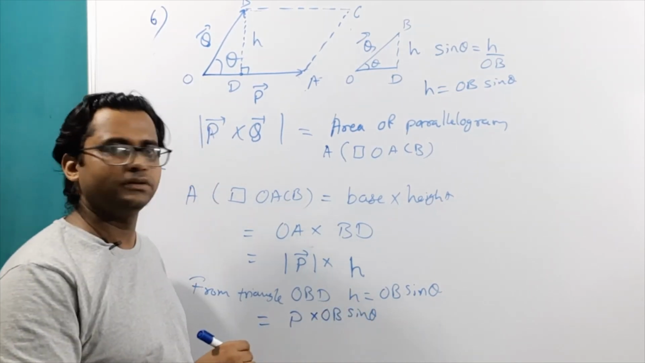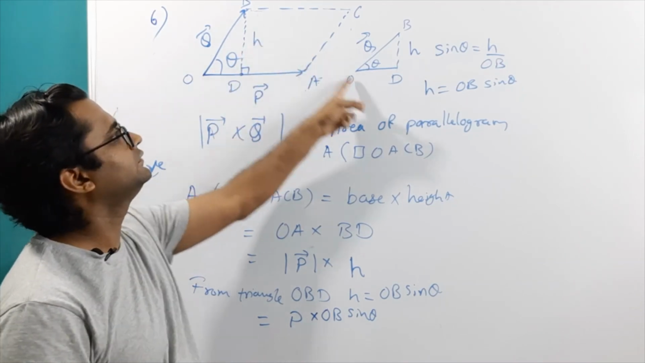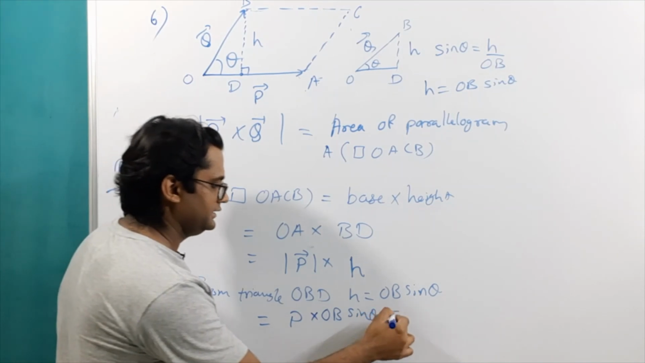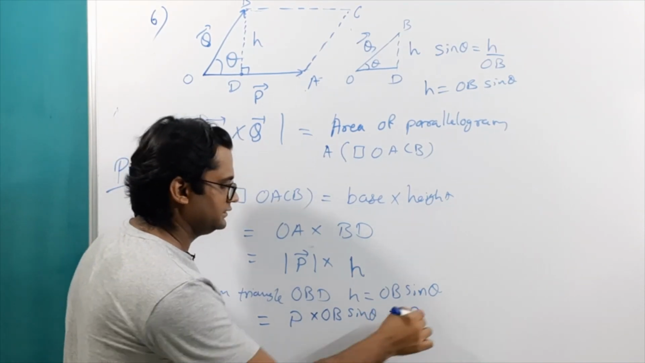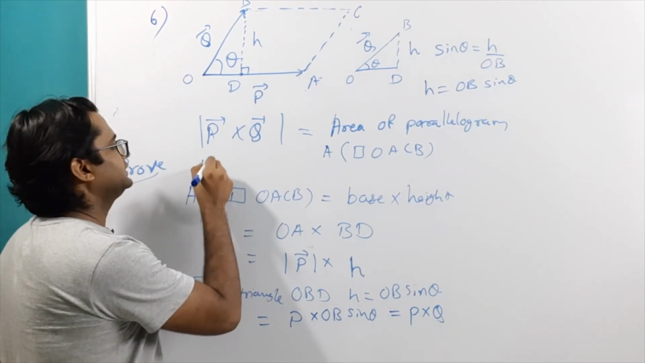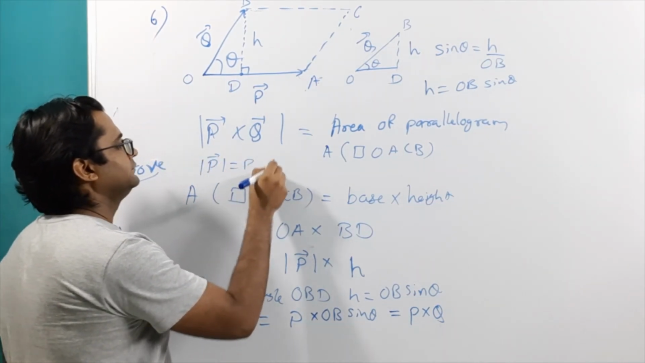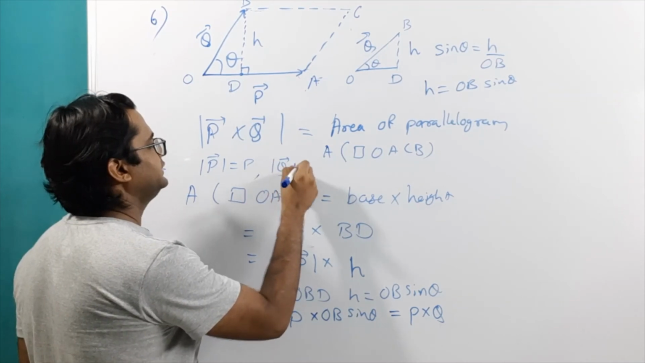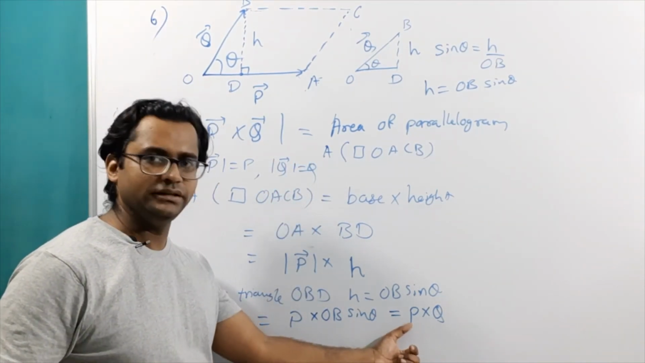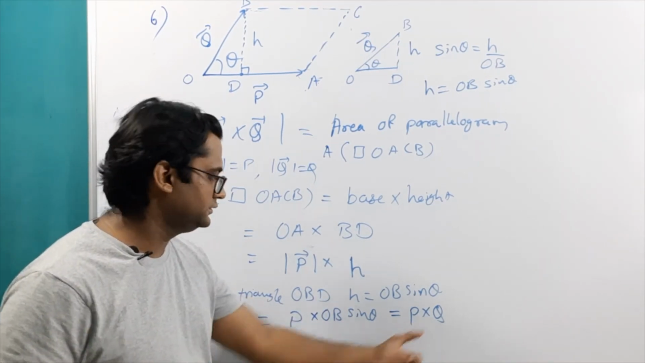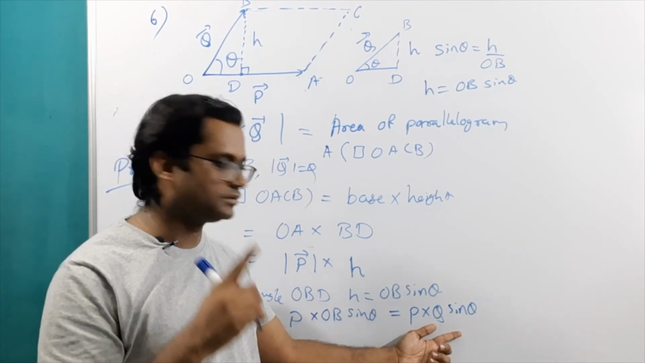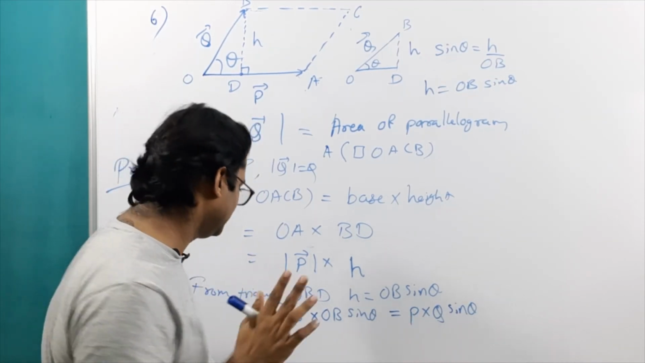Now look at the diagram. What is OB? OB is my vector Q, the magnitude of vector Q. So instead of OB, we can write Q, which is the magnitude of vector Q. Magnitude of vector P is P. Magnitude of vector Q is Q. So instead of the base, we write P, instead of OB, we write Q into sine theta. What is PQ sine theta?